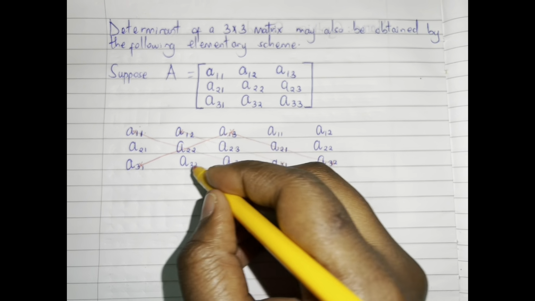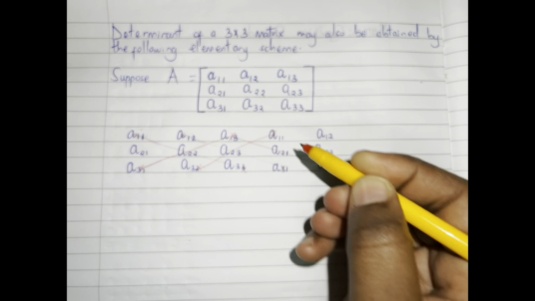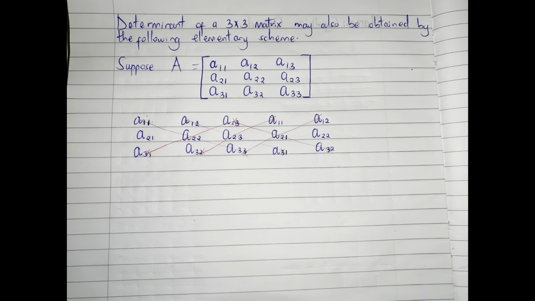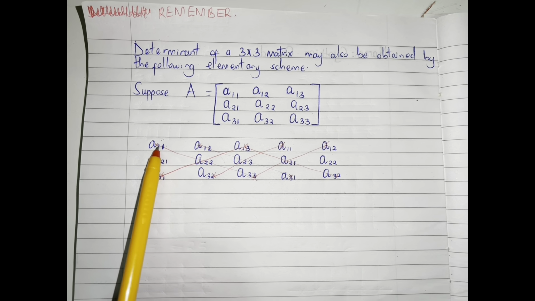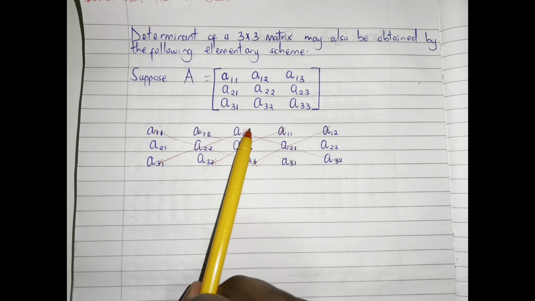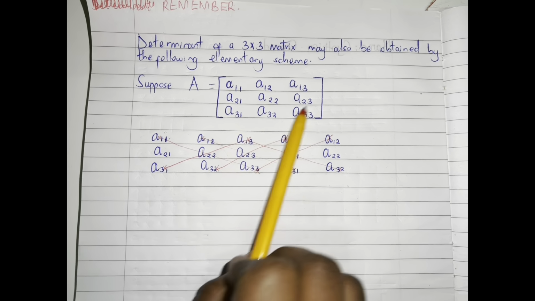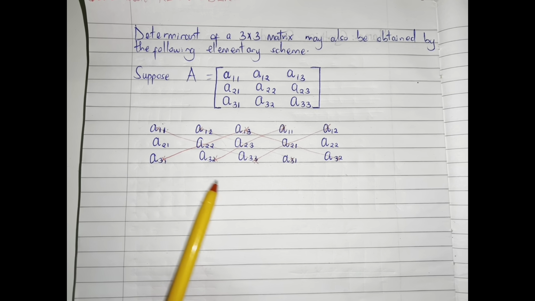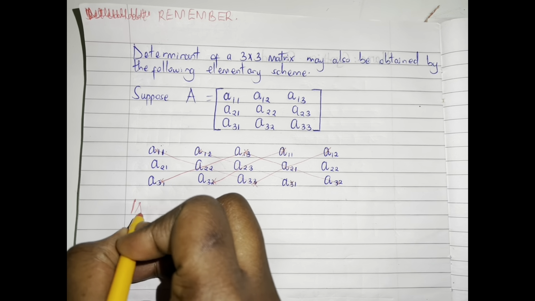The edges, the corners. A32 also forms a three-value diagonal, A33 too. So those are the values we're going to use. You can see all of them. The two rows have values, but A21 doesn't have three values going diagonally, so we're not going to use it.